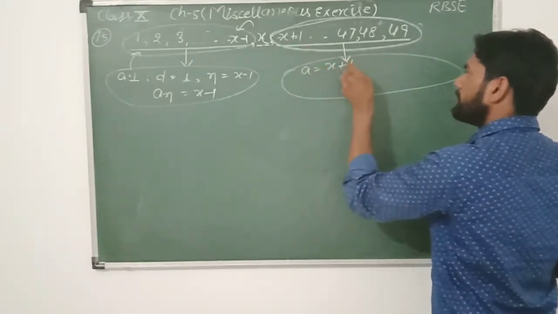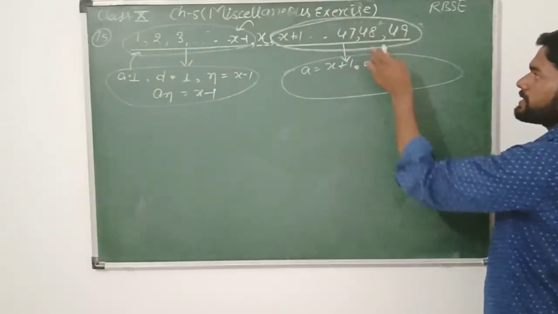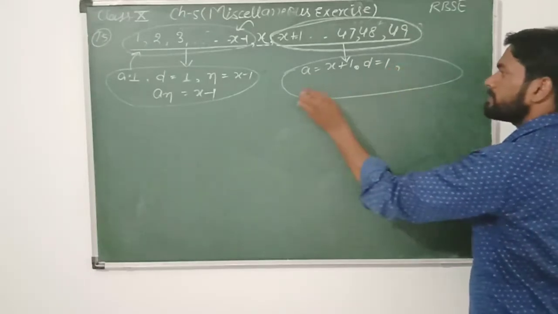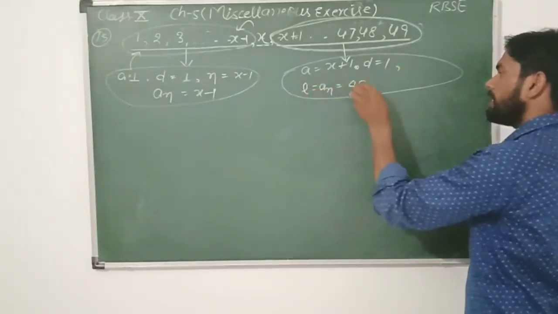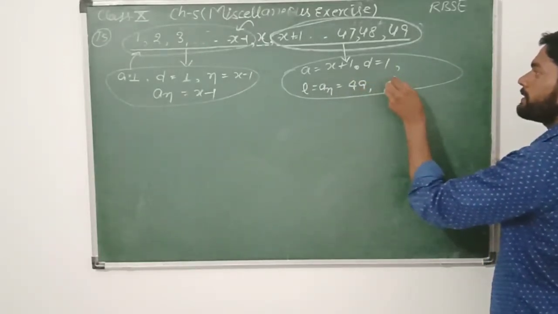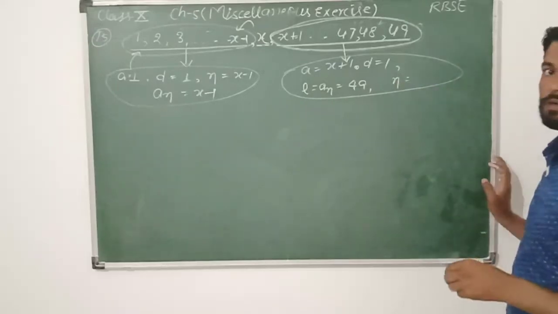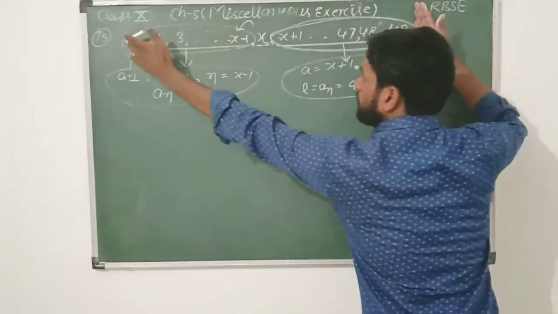What is the first term of this AP? Which is x plus 1. Common difference again remains 1, because 49 minus 48 is 1. Last term l, that is an, is 49, and the number of terms n.